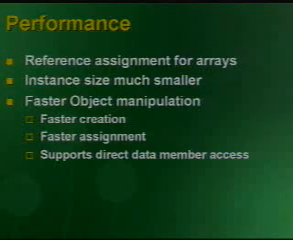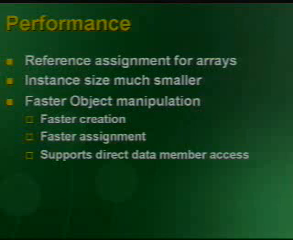The first example is reference assignment for arrays. When I assign an array today in VB6, it creates a whole copy of the array. Instead, by default in VB.NET, that will be a reference assignment. You can explicitly clone the array if you want to make a copy, but the default is reference assignment. So instead of creating copies of huge arrays, it will just share the reference to the array.